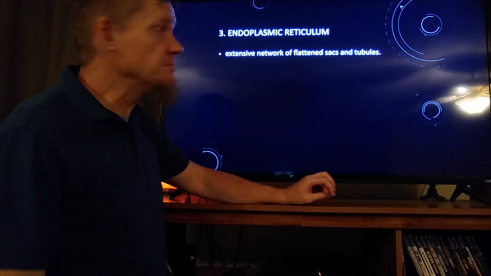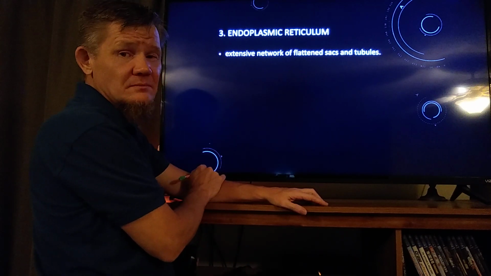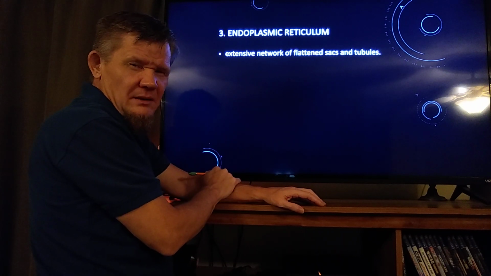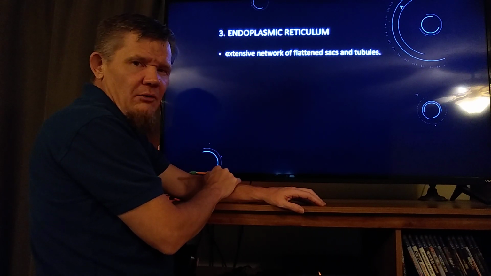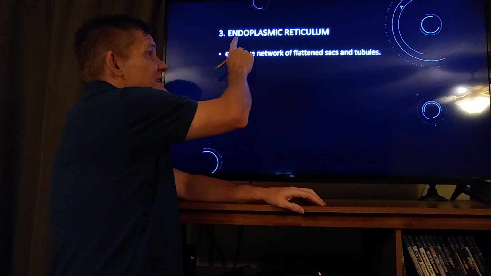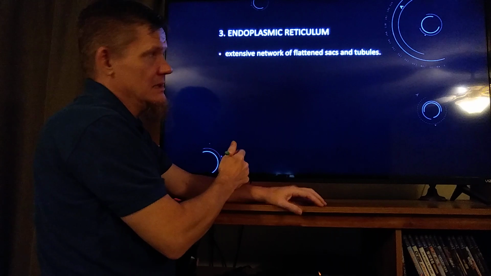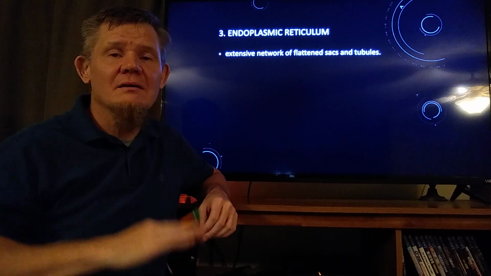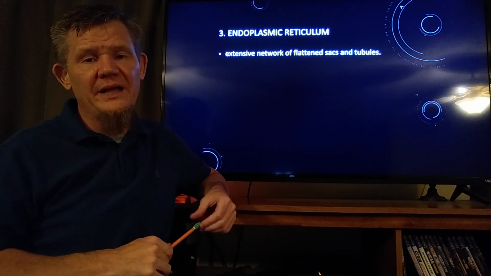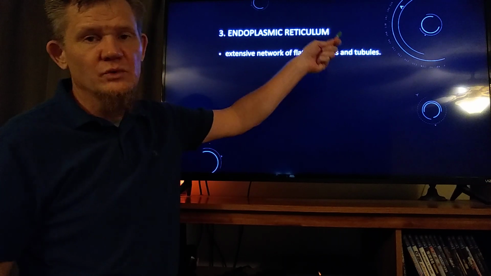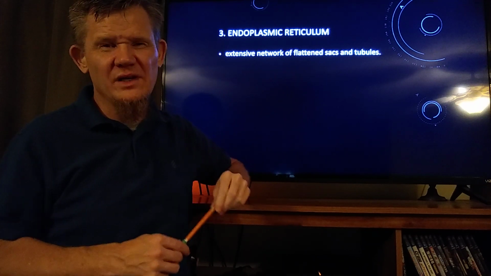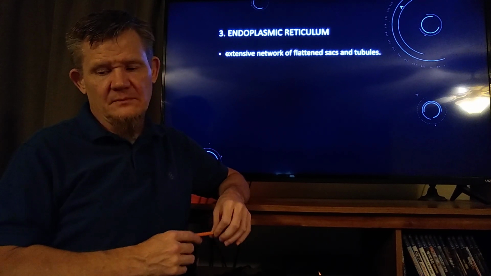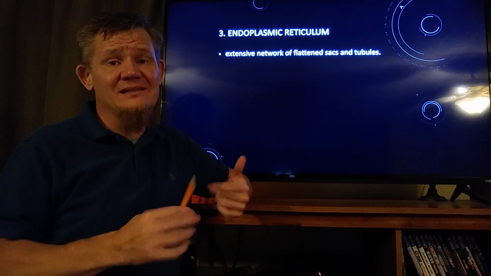The endoplasmic reticulum. What does endo mean? Endo means inside. Plasm, we'll take that to mean the plasma membrane. The plasma membrane is the outer skin of a cell. So inside the skin of the cell, inside the cell. Reticulum. Retic or reticule means folded. So endoplasmic reticulum literally means the folded stuff inside the cell. What is the endoplasmic reticulum? It's the folded stuff inside the cell. It's a bunch of folded membrane inside the cell, an extensive network of flattened sacs and hollow tubes.